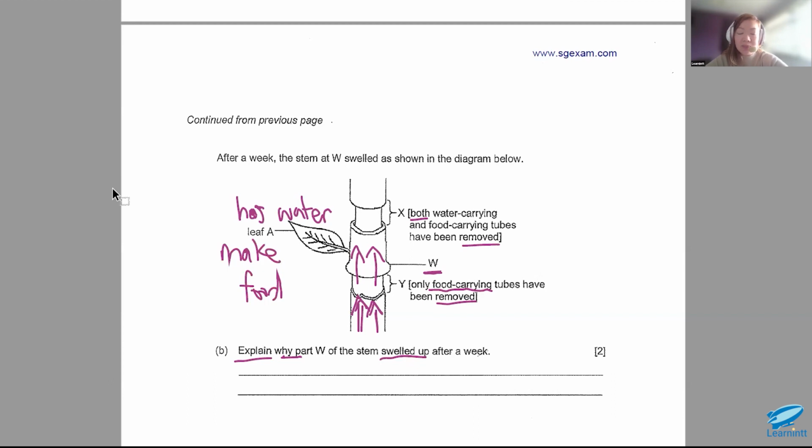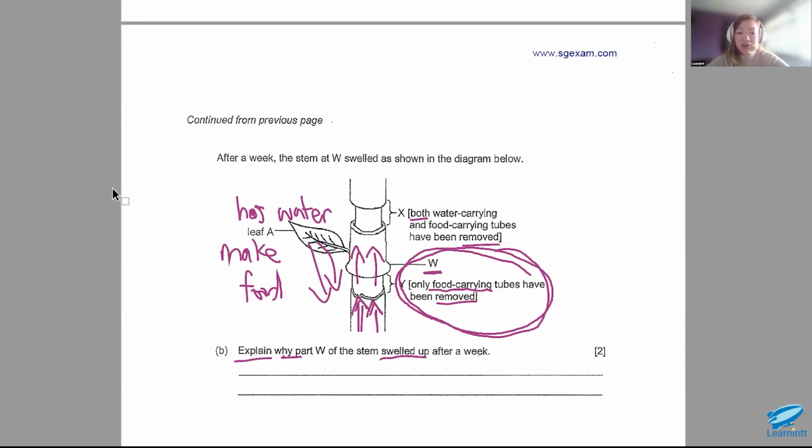Okay, now after it makes food, the food is not stored in the leaves. Where does the food go? It will get transported to all parts of the plant, right? So of course it will keep moving up. It will also be moving downwards to the roots, to the stem. However, because the food carrying tubes have been removed over here, can the food move down the tube?